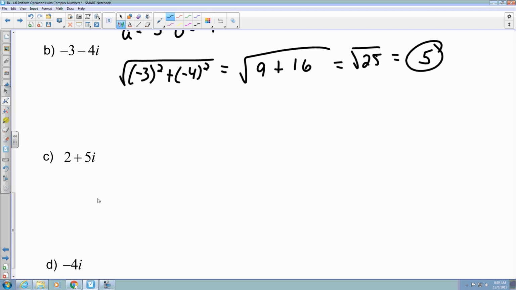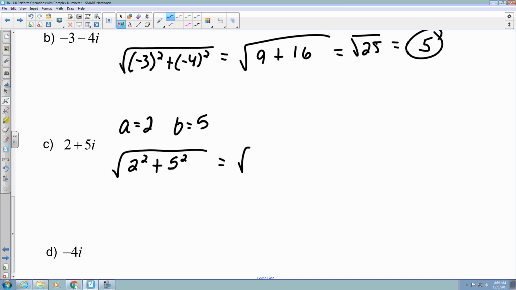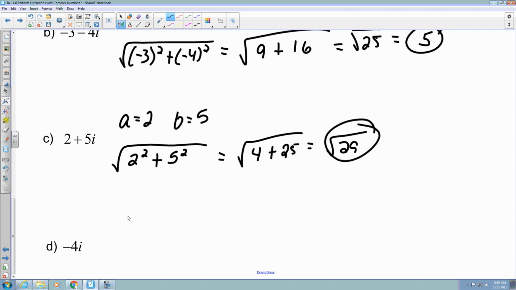Looking at C, I have 2 plus 5i. Well, again, a is 2. b is 5. So I got the square root of 2 squared plus 5 squared. So 2 squared gives us 4. 5 squared gives us 25. Add them together, I get the square root of 29. I can't simplify that any further. If you want to give it a decimal approximation, you could.